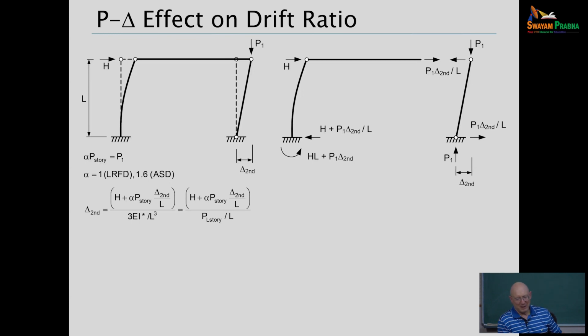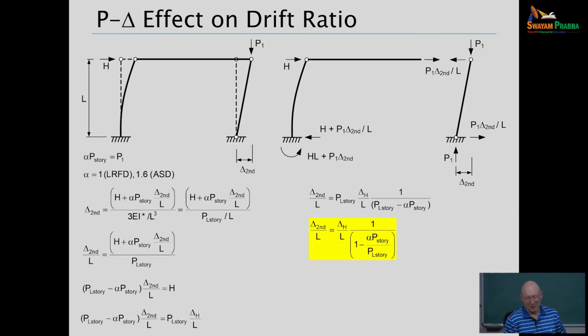So we can solve that for delta second. But now we have delta second on both sides of the equation. So we need to simplify the equation and solve for delta second. That's where we'll do a bunch of algebra. If we carry through all the algebra to solve for delta second over L, what do you know? We end up with delta H over L, where delta H is the first order deflection due to H, times an amplifier, 1 minus P story over PL story. Now, P story is basically the total vertical load that the story is supporting.